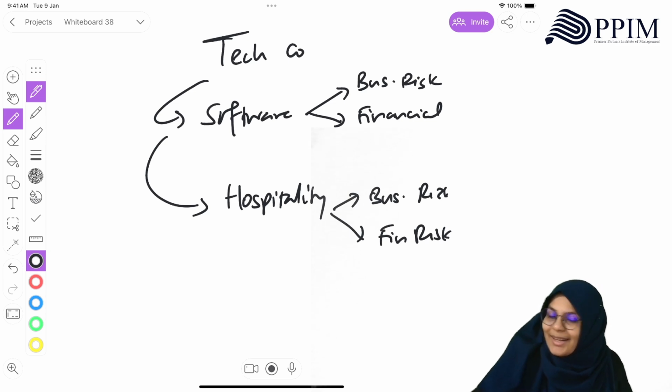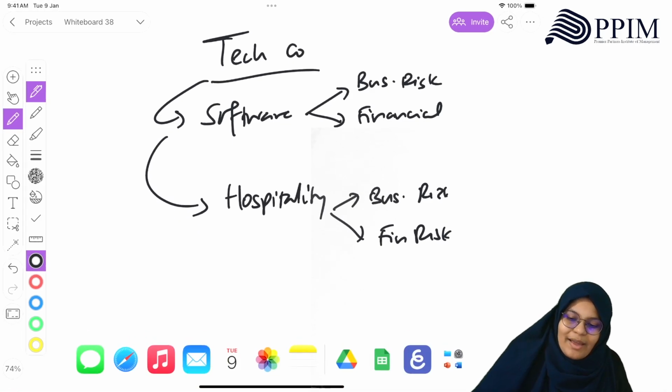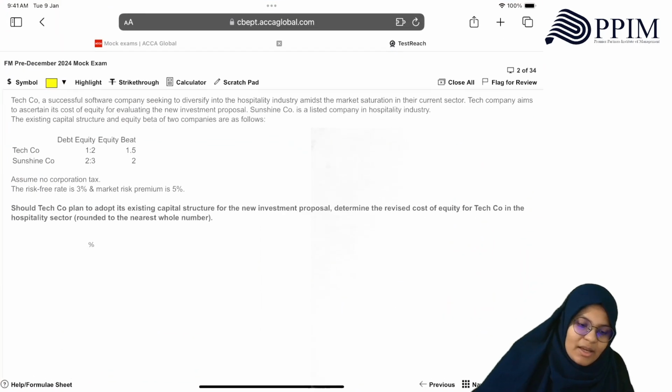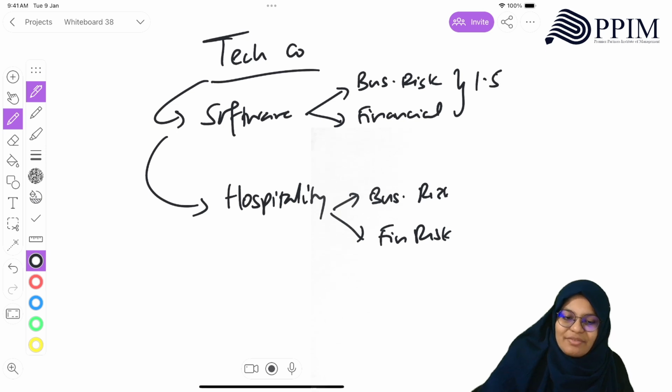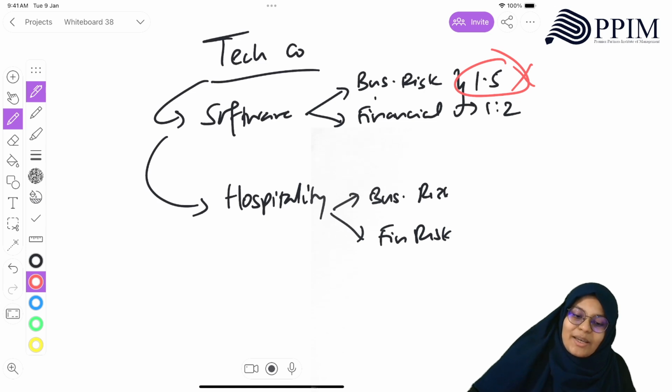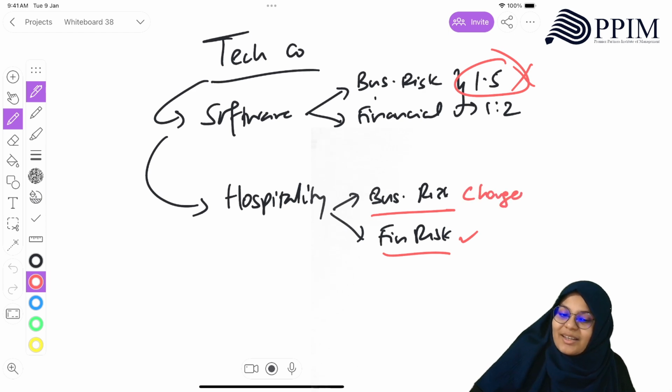Now they gave me tech company's equity beta. They told me that tech company's equity beta is 1.5 currently, right? So this 1.5 is reflecting business risk of software plus financial risk of this particular company. This financial risk was that 1:2 structure. Okay. Now when they are going to diversify into hospitality, it doesn't make sense to use this 1.5 anymore. Why? Because although the financial risk is still the same, business risk changes because now the industry is changing, right? So business risk will obviously change. It doesn't make sense to use the same 1.5.